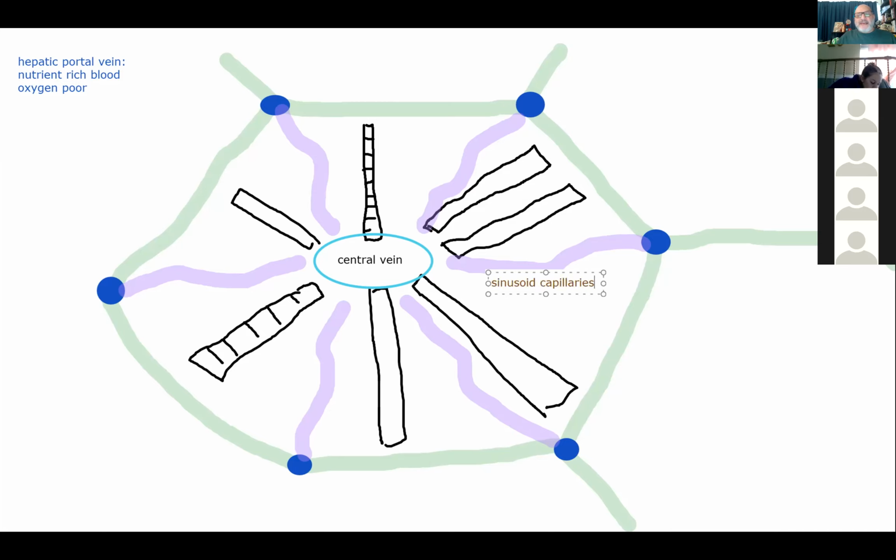Luckily for us, inside these sinusoid capillaries, anchored to the walls of the capillary on the side, are going to be some special cells that are known as Kupffer cells. These Kupffer cells are phagocytic cells that are capable of finding pathogens, grabbing them, and then presenting their antigens on their surface so they can act as antigen presenting cells. So there should be a P in there. There we go.